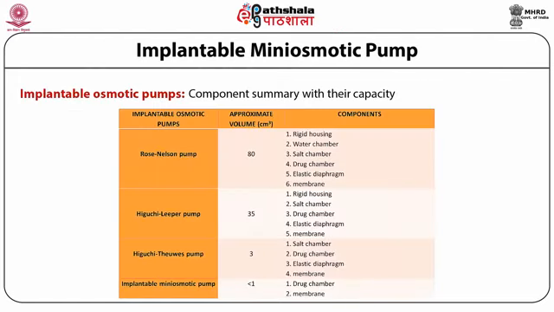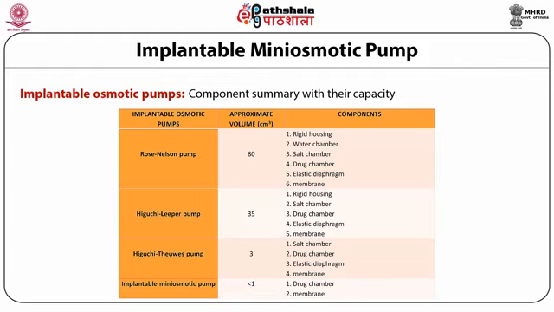So finally, here is a summary of implantable osmotic pumps. You can see the component summary, and their capacity and other structural parameters. In the case of the Rose-Nelson pump, the volume is approximately 80 centimeter cube. The most common components are rigid housing, water chamber, salt chamber, drug chamber, elastic diaphragm, and membrane. For the Higuchi Leeper, the volume is now less, 35. So obviously the size will be less. That is a good advantage. Among all these, it clearly indicates that Rose-Nelson is the biggest one.